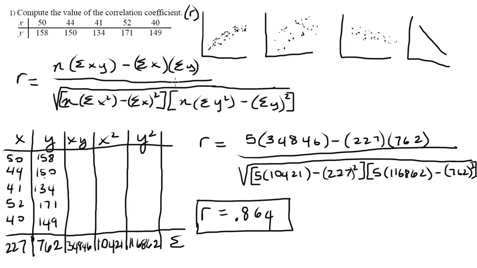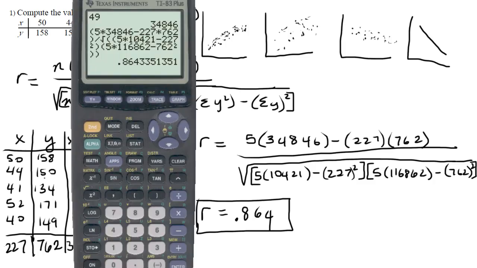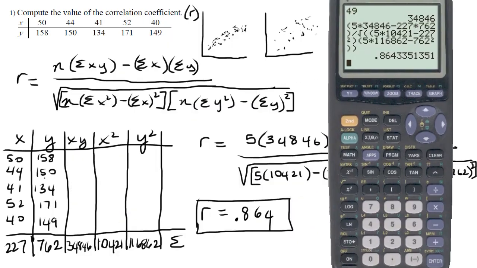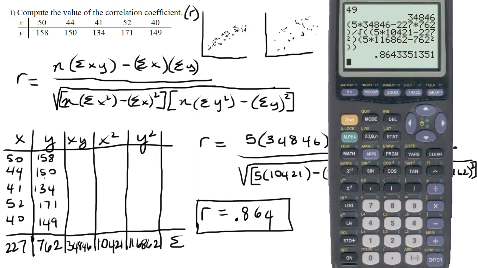Now I'm going to show this. So this is the only time I'm doing this process, because I don't want to do this again. And I suspect you might not want to do this again. So I'll try to do this in the calculator. How to compute the value of the correlation coefficient using your calculator.